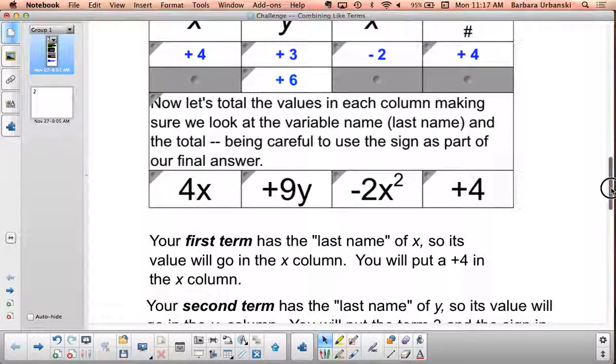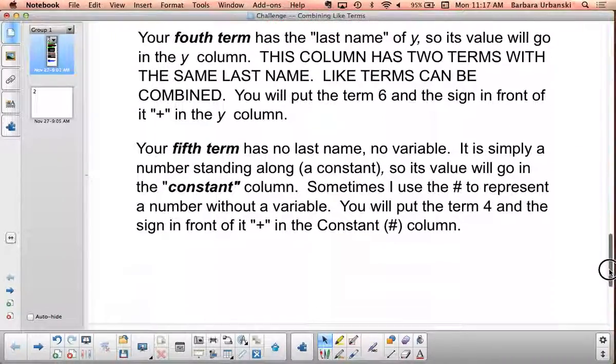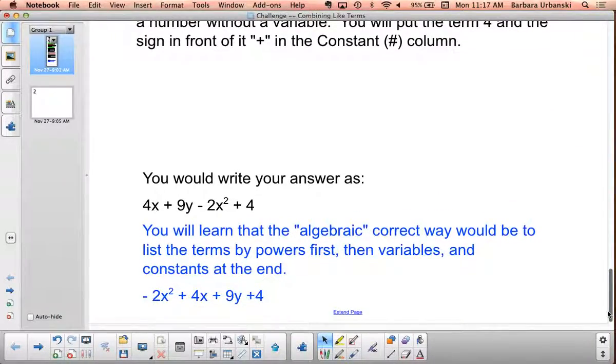And so at the end of the day, you would write your answer as 4x plus 9y minus 2x squared plus 4. You will learn that you will put these terms in order by powers first. But at the end of the day, if you wrote your answer either way, it would be correct when we have a problem like this. That's it.